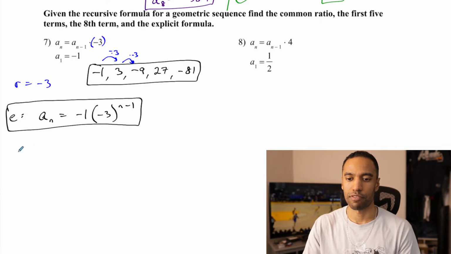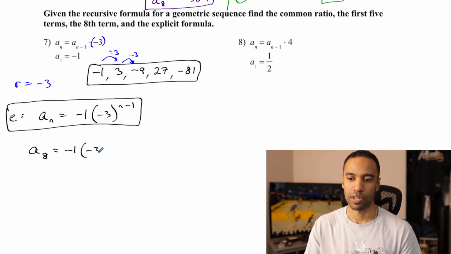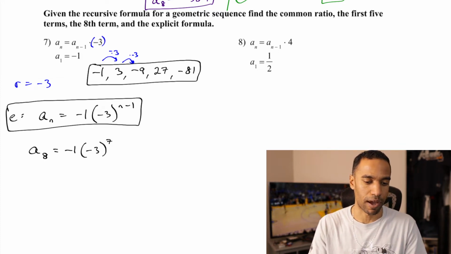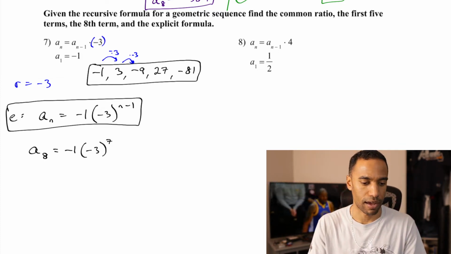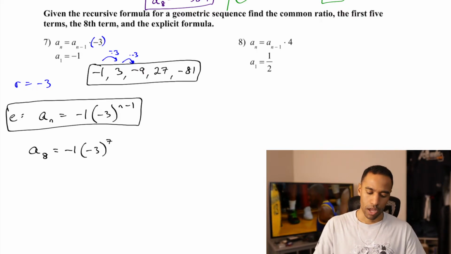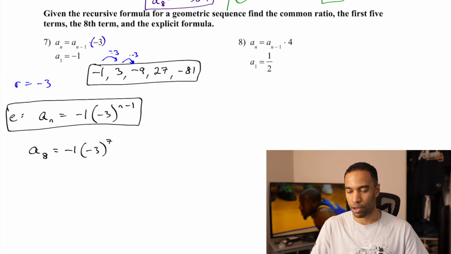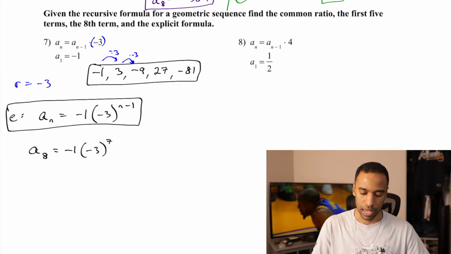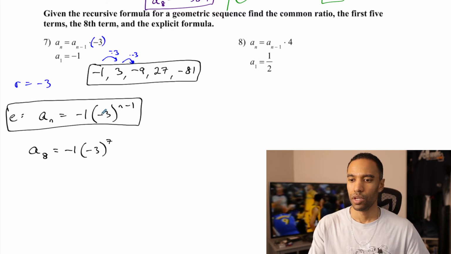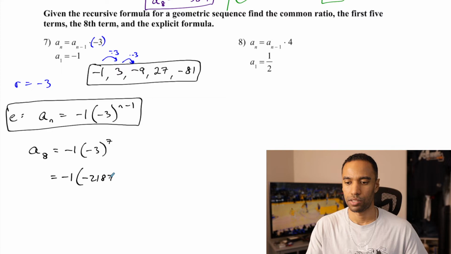And let's go ahead and use this to find the value of the 8th term. a sub 8 is going to be -1 times -3 to the 7th power. Again, I don't know what -3 to the 7th power is, so I'm going to go to my calculator. One thing you're going to have to do here is make sure that the -3 is wrapped in parentheses. The result is -2,187, so -1 times -2187.